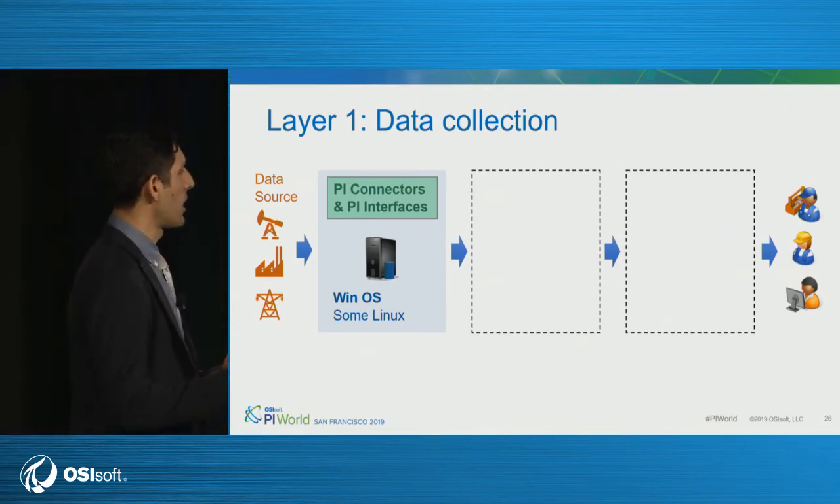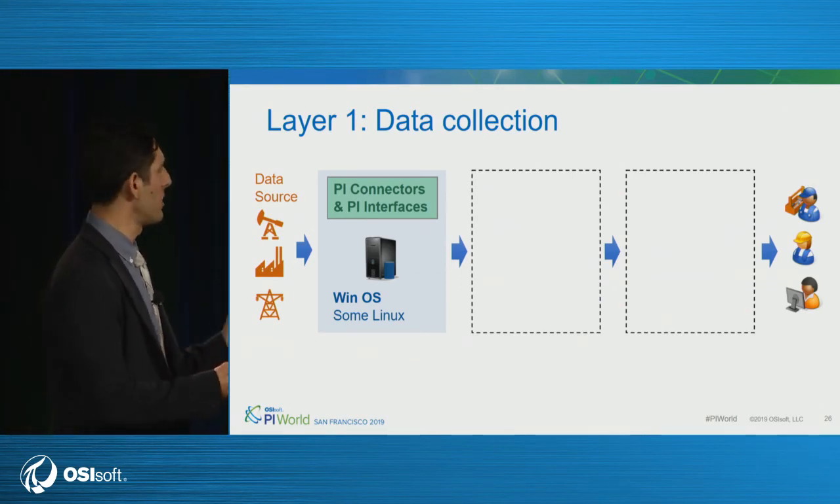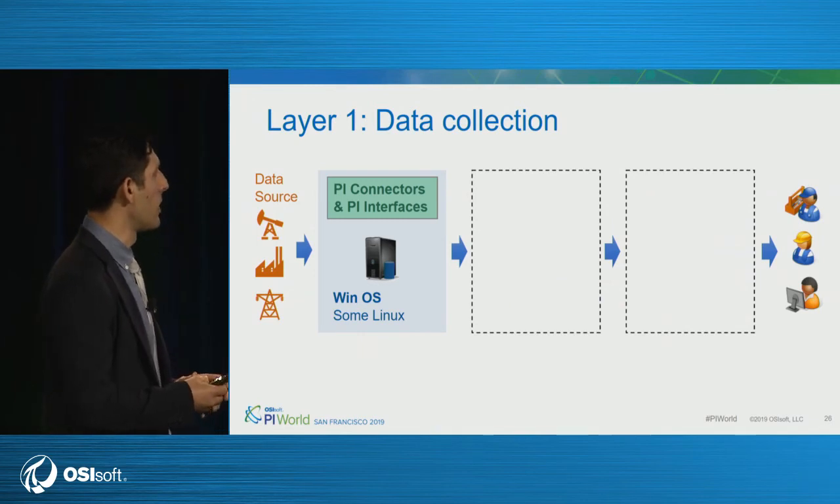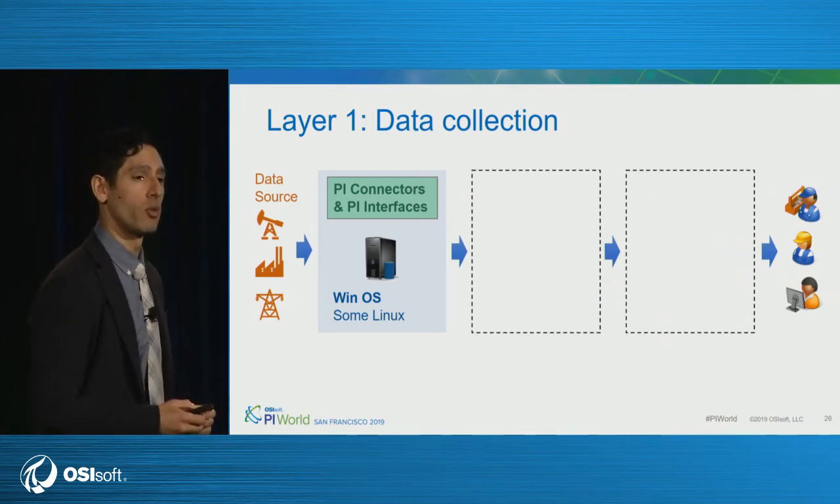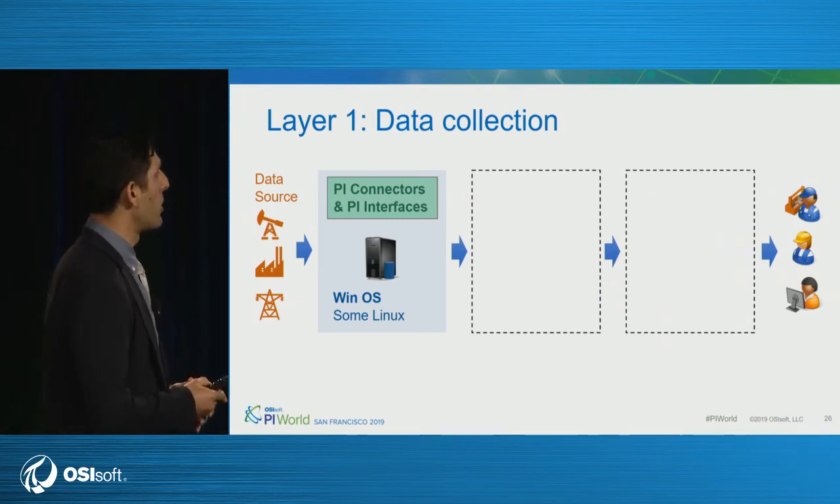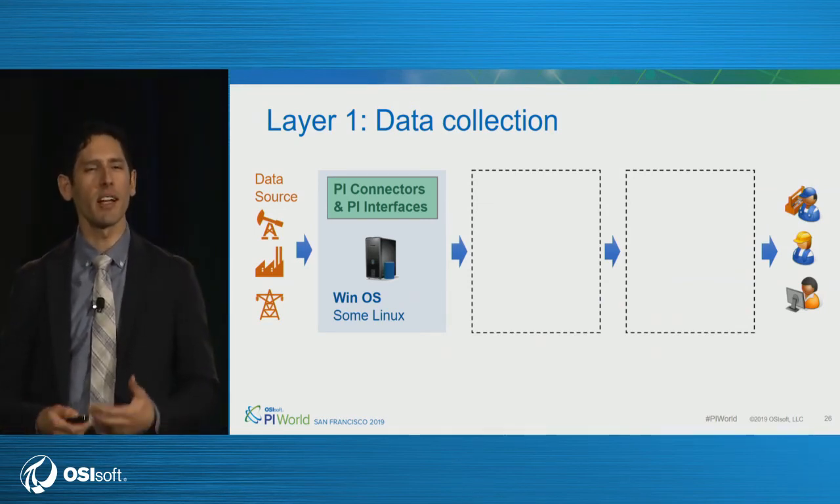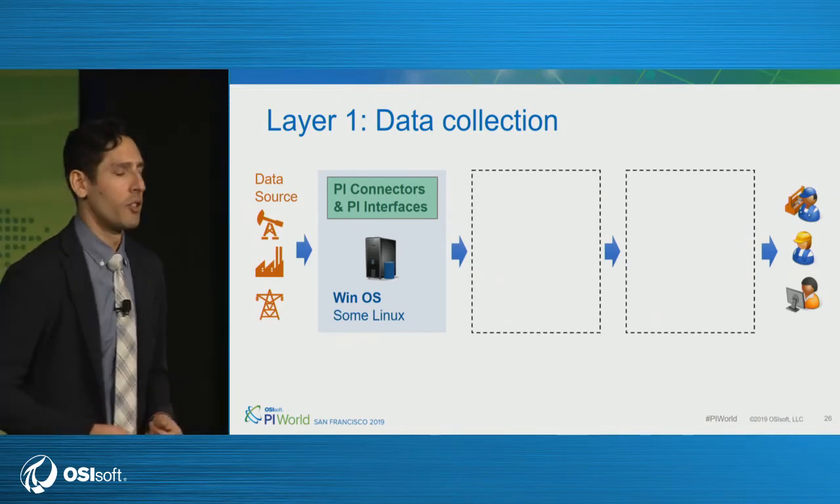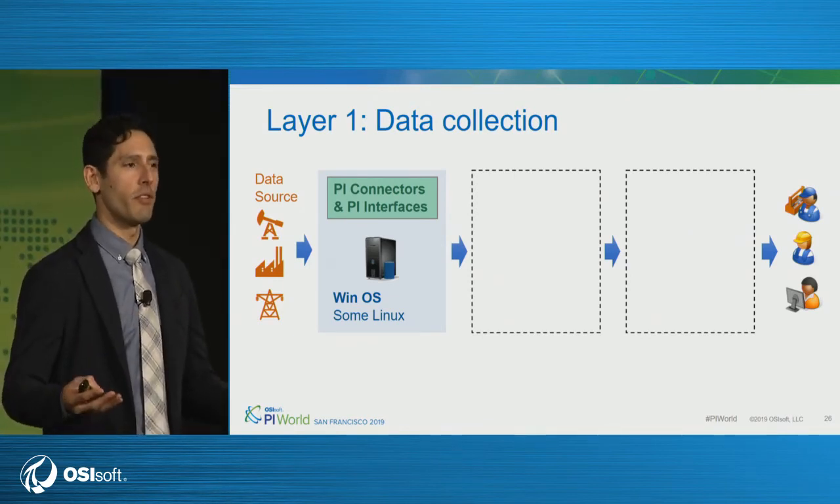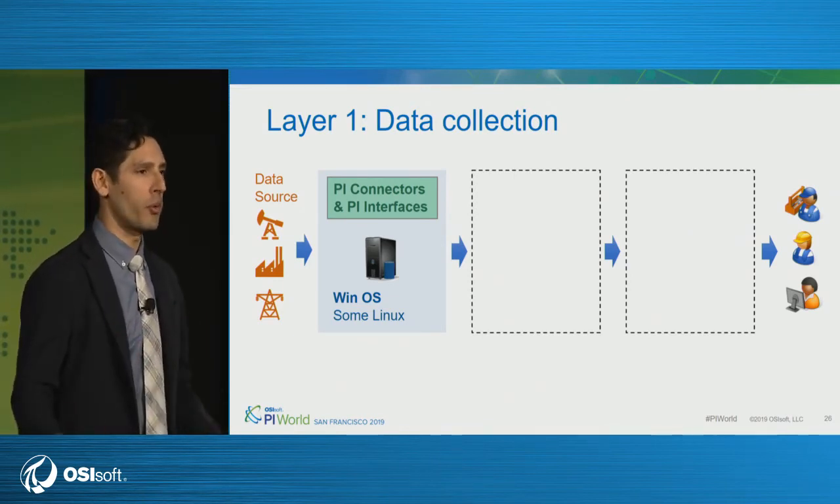Now, this is a set of software that runs on a Windows operating system. We do have a select group of connectivity tools that run on Linux as well. But most of them run on a Windows server. And the whole purpose of a connector or an interface is to be a translator. So we say the Pi system is going to be this infrastructure. It's going to pull in data from all of your operational data sources.